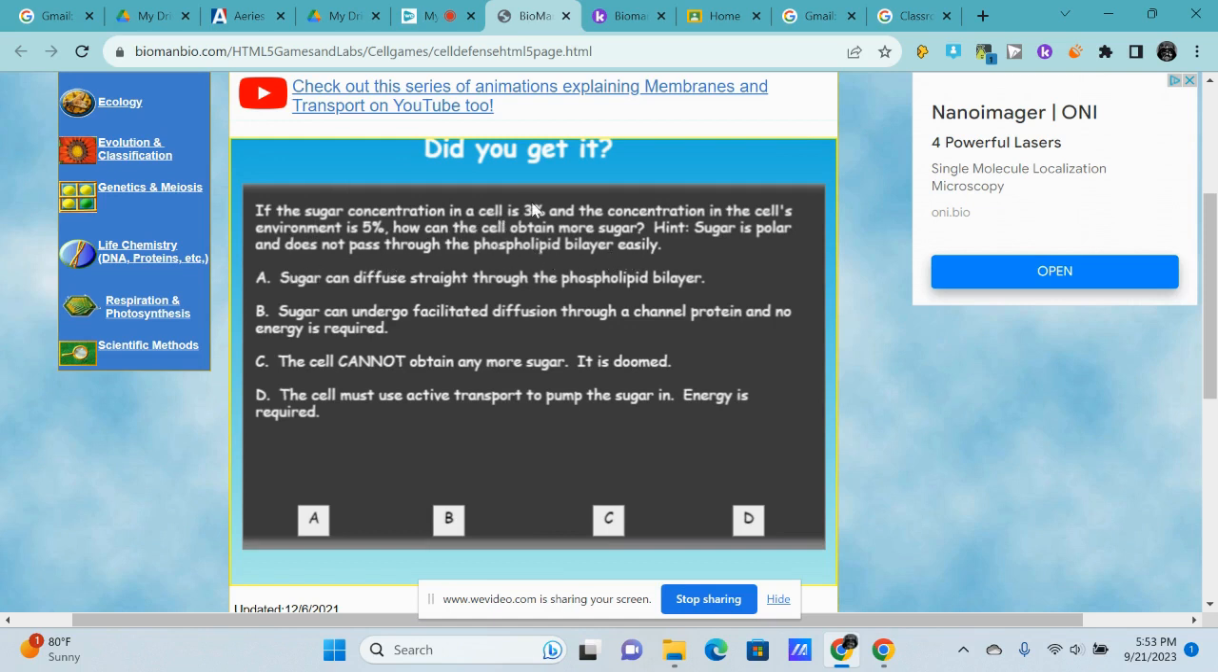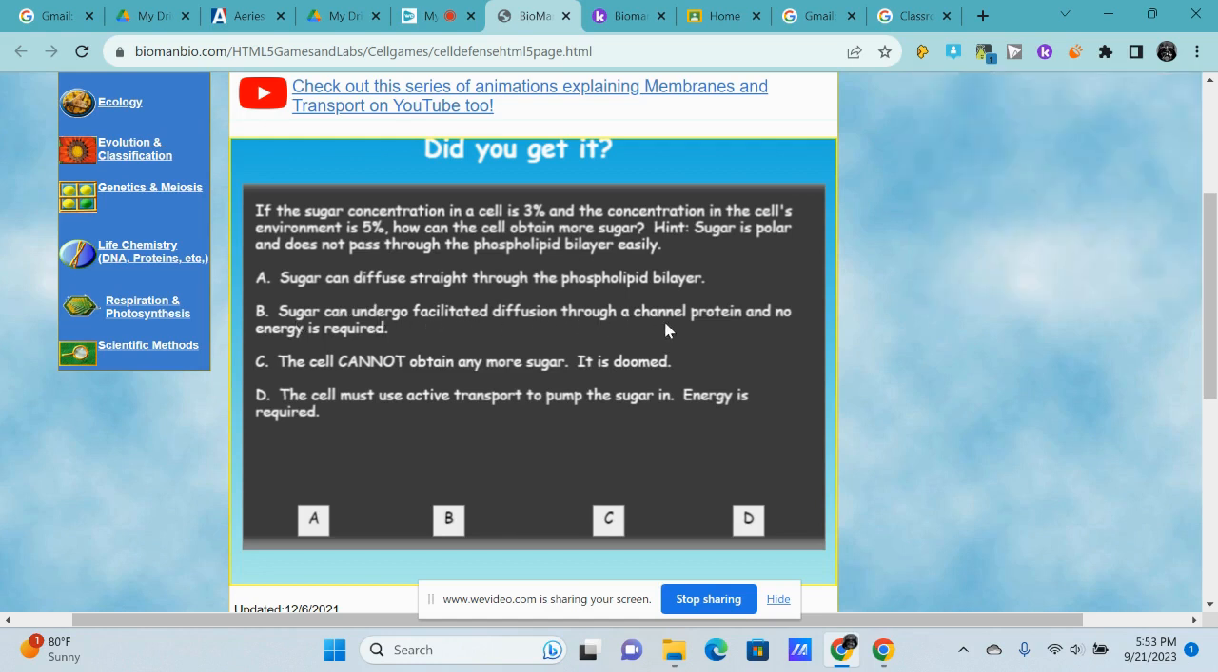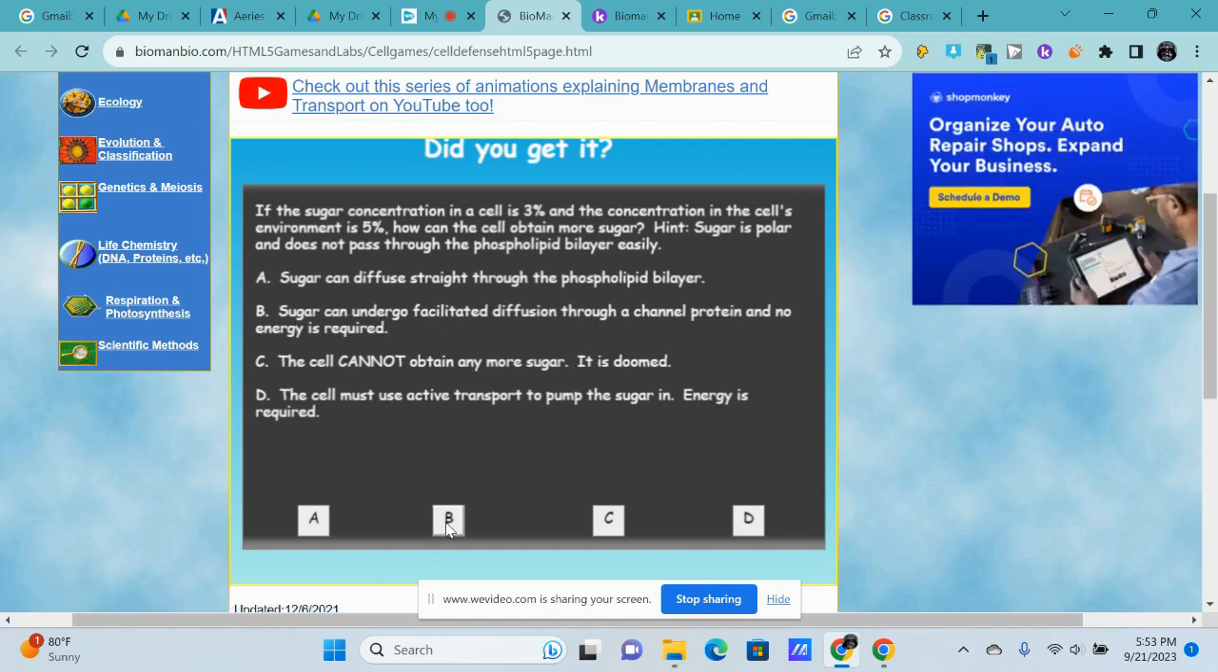All right, so if it's 3% inside the cell and 5% outside, they'll go straight in. So they can use facilitated diffusion. Sugar can undergo facilitated diffusion. So it should be B. Let's see if I'm right. Yay, I'm right. Boom. Next question.